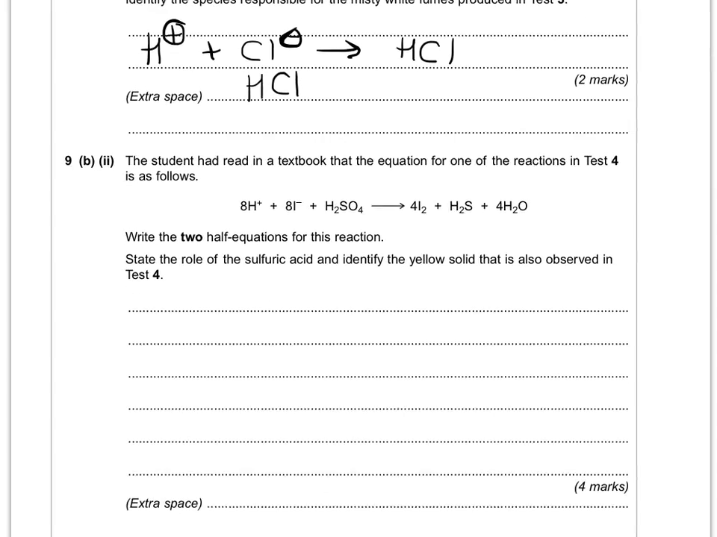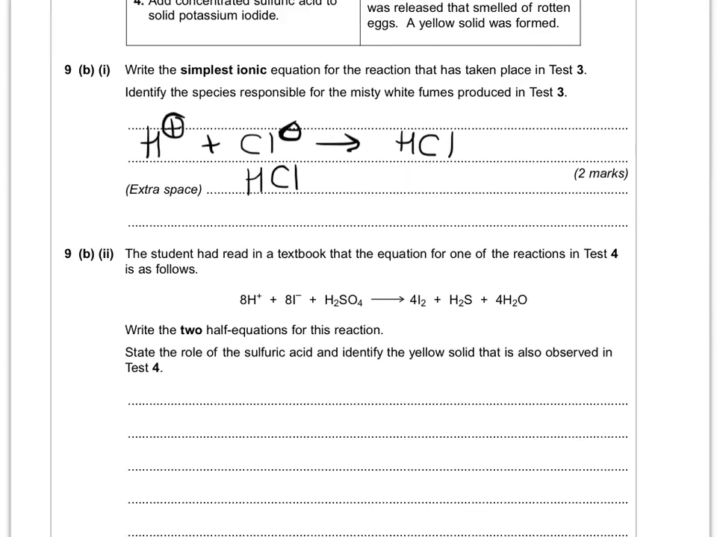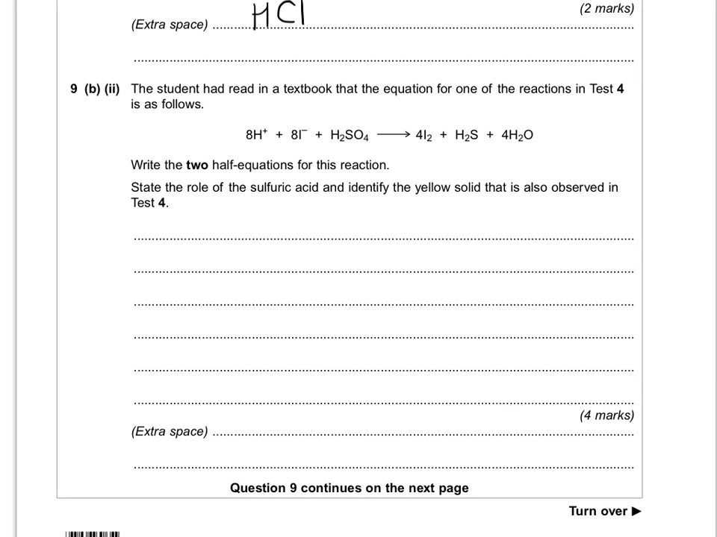I'll just explain ionic equations again. An ionic equation only writes the ions reacting together to make the product, not everything else. And then the student had read in a textbook the equation for the reaction in test 4. Right, the 2 half equations. Now from this reaction, you should be able to deduce what the reactant and product is for each half equation.